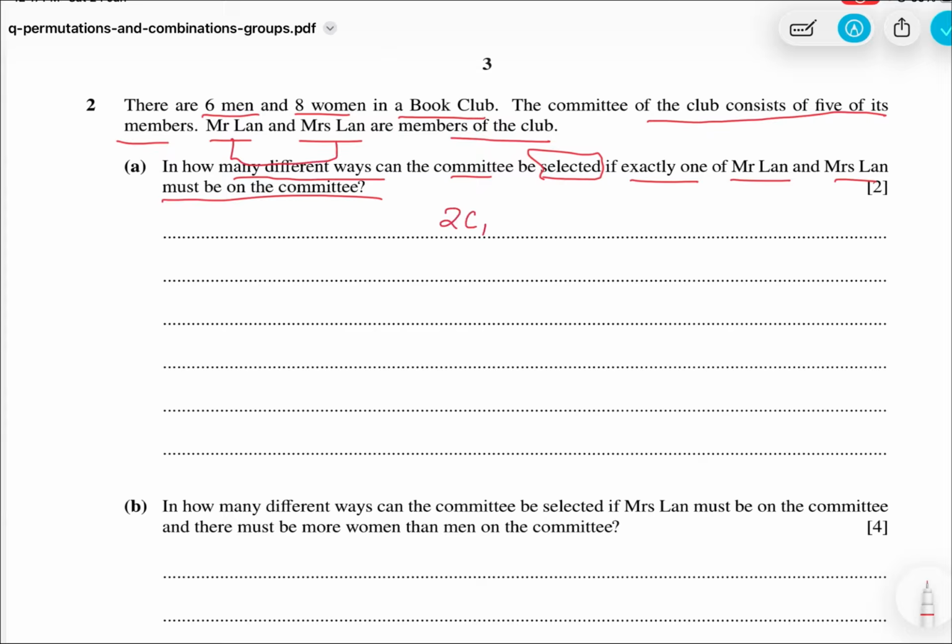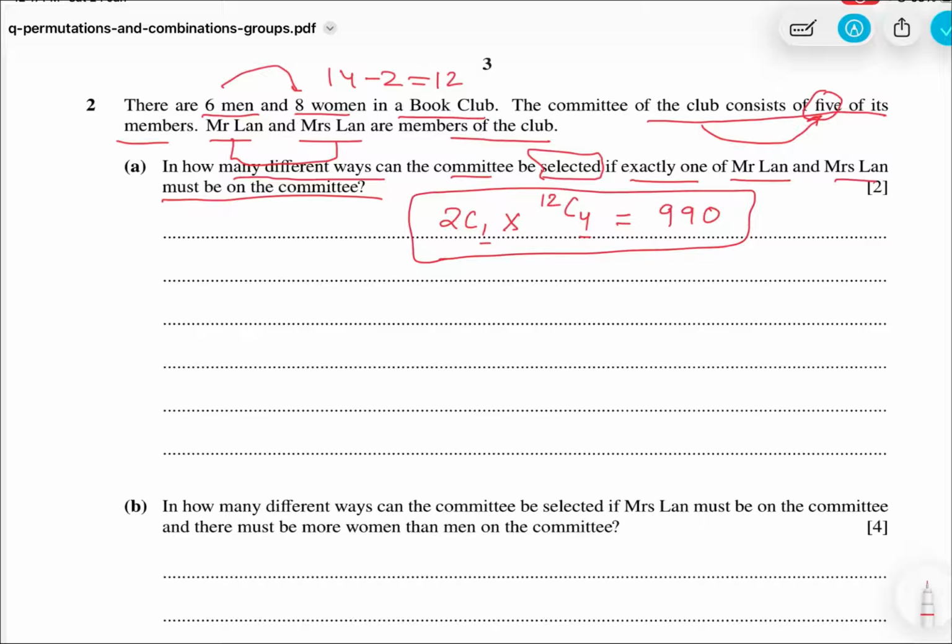So it is 2C1 times, how many are remaining if two have been taken away? Total was 14. Two have been taken away, so 12 are remaining. Out of 12, how many do we need? The committee consists of 5 members, right? So out of 12, one has been selected. We need 4. See, 4 plus 1 is 5 and we need 5. Yes or no? So what will be the answer? 990. Are you visualizing it with me or not? 2C1 means that one time Mr. Len will be there and one time Mrs. Len will be there. They won't be together.